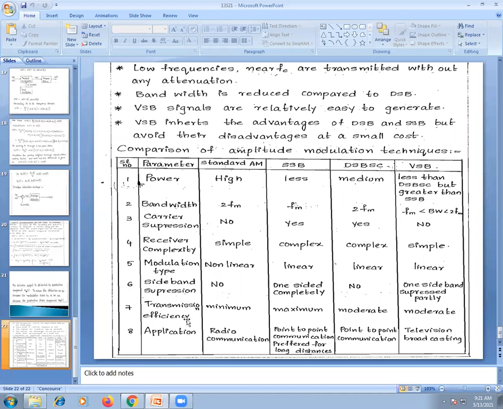And the seventh point is transmitting efficiency. The transmitting efficiency of AM is minimum, SSB is maximum, DSB-SC is moderate, and VSB is moderate. And applications: AM is used in radio communications, SSB in point-to-point communication, DSB-SC in point-to-point communication, and VSB in television broadcasting. So students, please go through this table.